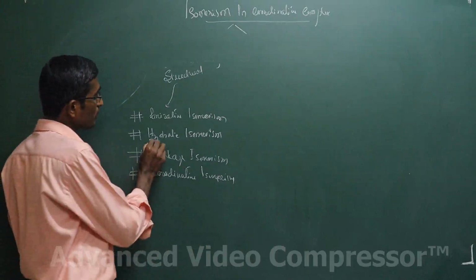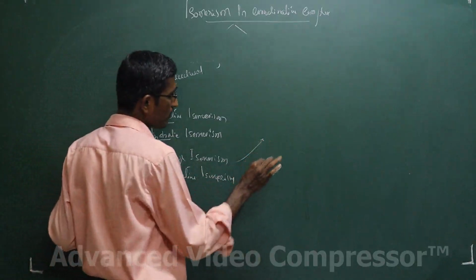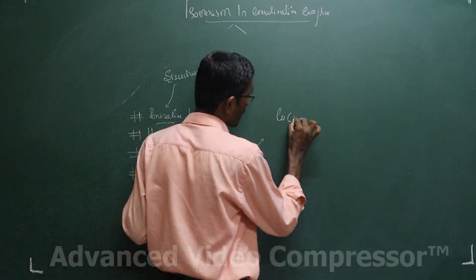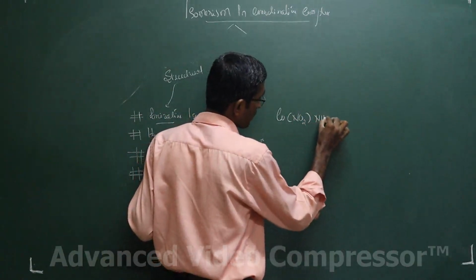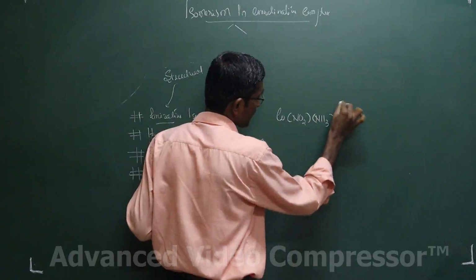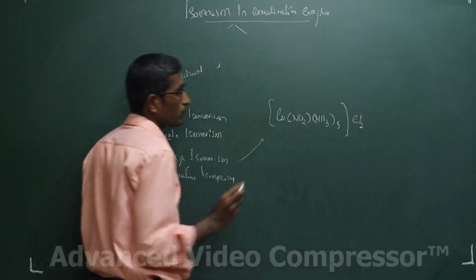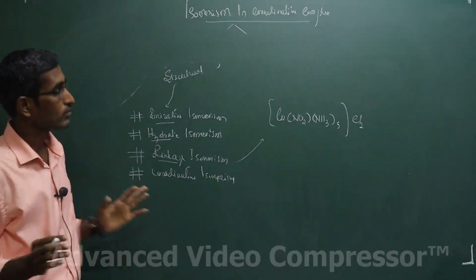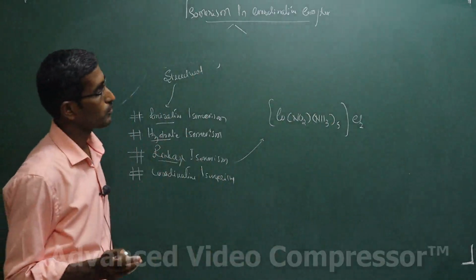The next one is linkage isomerism. Linkage isomerism is, for instance, I will take a complex, students, for example a cobalt complex, nitro NO2, ammonia 5 times, Cl2 I will put outside. It's a cobalt plus 3 complex, cobalt in the plus 3 oxidation state, NO2 minus and 2Cl minus.